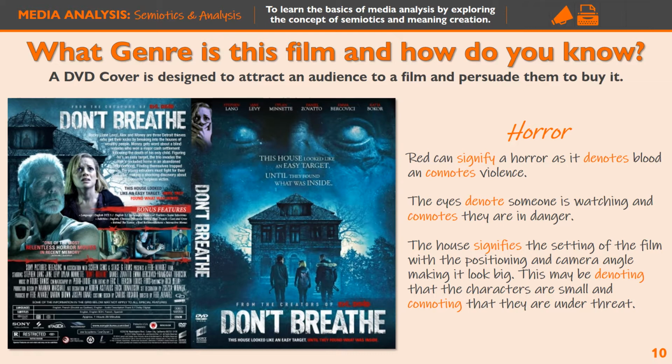So we've already said that we think this is a horror, but why is that? So the colour red. Red can signify a horror, as it denotes blood, because blood is red. But it could also connote violence, because the suggestion here is that the reason there is red, especially in the kind of splatter image on the back cover, also on the barbed wire image with the spiky parts to it, the connotation that this red is supposed to signify blood is quite apparent.